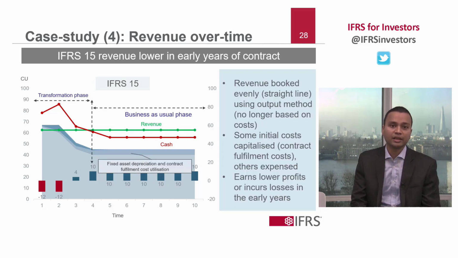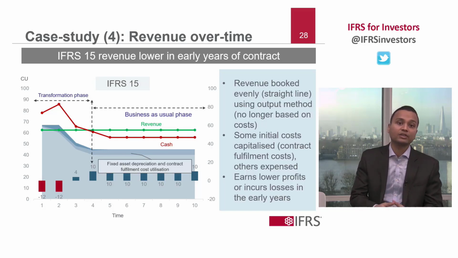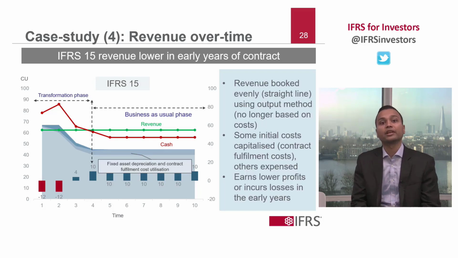Thirdly, we can see that the red line, or cash, is higher in the early periods relative to IFRS 15 revenue, or the green line, and so a contract liability is recognized. Adding all of this up, we can see that the company recognizes losses in early years under IFRS 15 on the contract and higher profits in later years.